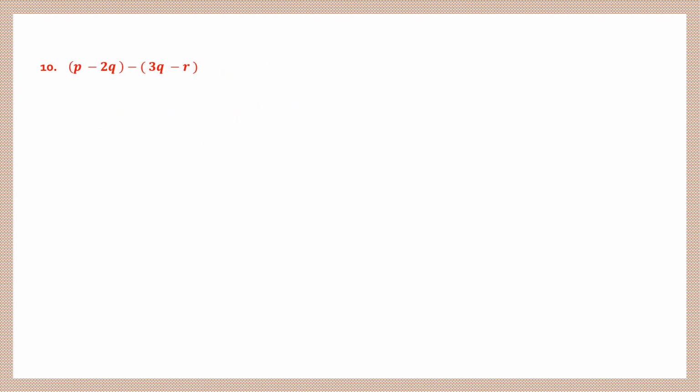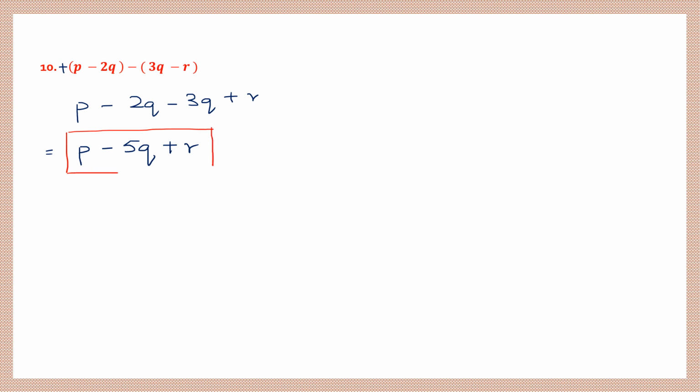Question 10. So here we can just open the brackets: p minus 2q, because the sign before this is plus, so no change. Now we have a minus sign, so change all the signs: minus 3q plus r. So we have here 1p and then minus 2q minus 3q. Signs are the same, so put the same sign and add. So minus 2 minus 3 is minus 5, 5q plus r. So the final answer here is p minus 5q plus r.